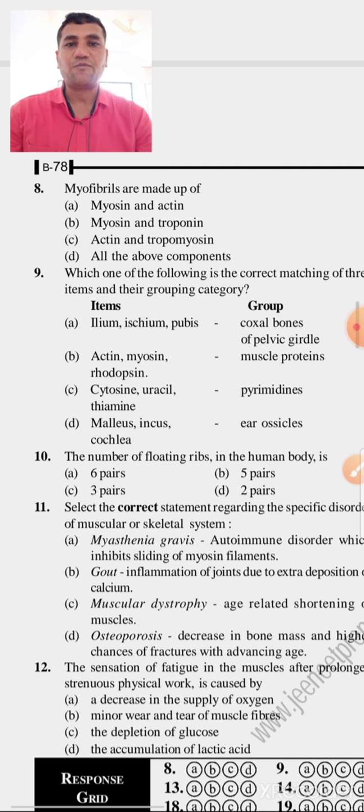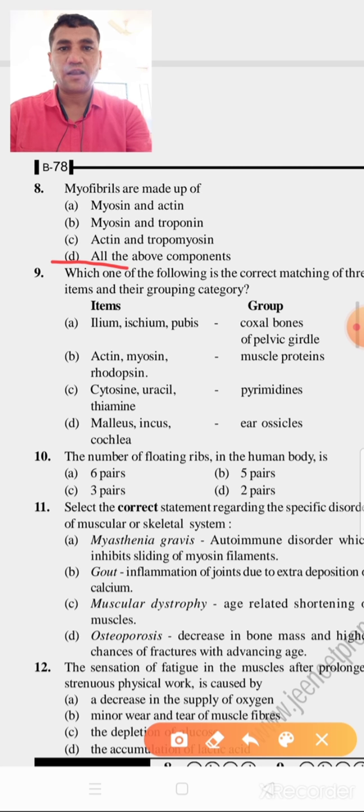Myofibrils are made up of myosin and actin, myosin and troponin, actin and tropomyosin, or all the above components. So myofibrils are made of all of these: myosin, actin, troponin and tropomyosin. So all the above components are present.